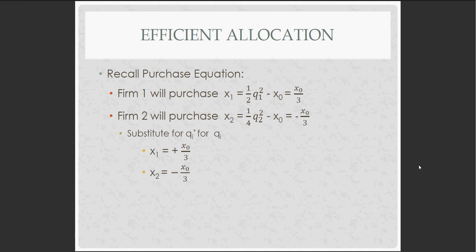Now, by returning to the purchase equation found at the beginning of the problem, we can determine the proper allocation of permits. By substituting Q star, which we just found, for Q, we will find that firm 1 will purchase permits and that firm 2 will sell. So we solve the equation for how many permits each firm must buy to abide by the program and find that firm 1 is short X sub O over 3 permits. And we see that firm 2 has a surplus of X sub O over 3. That means firm 1 will buy this amount of permits from firm 2.